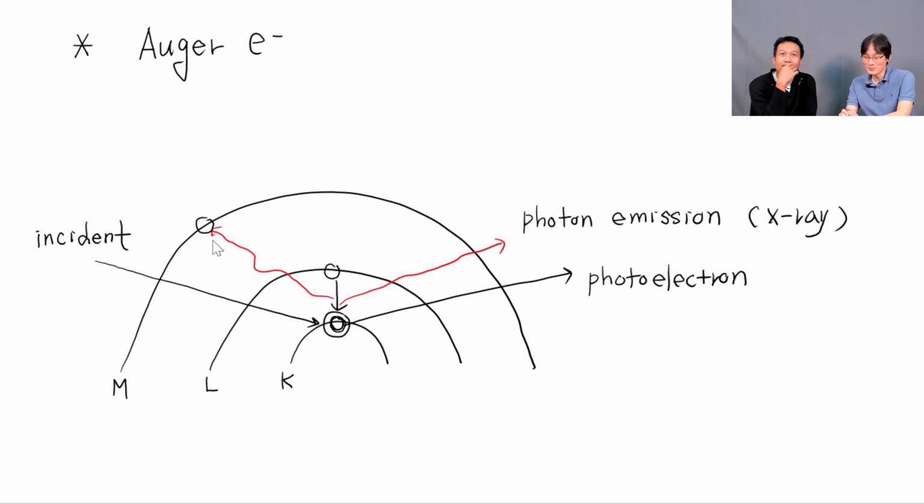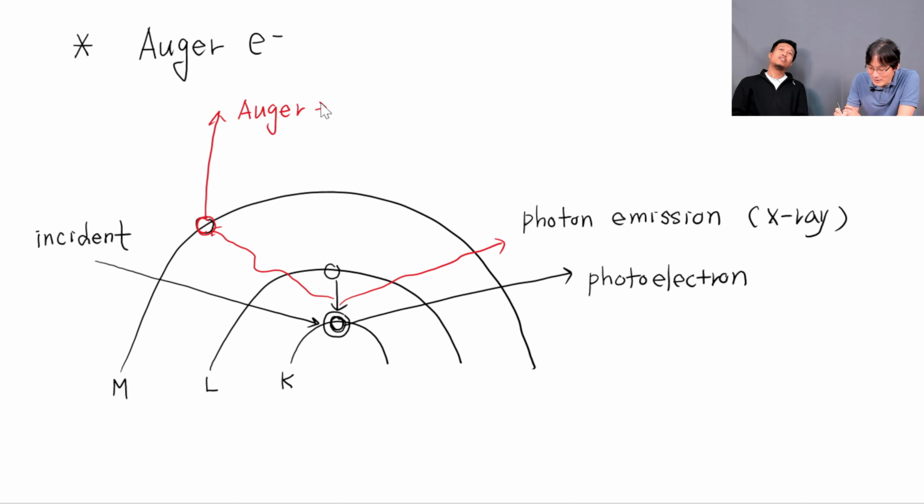The binding energy between the M shell and the nucleus is so small, right? So by these energies, it is enough to knock the electron away. That's why this electron can move out and get eliminated. So this one is the Auger electron.